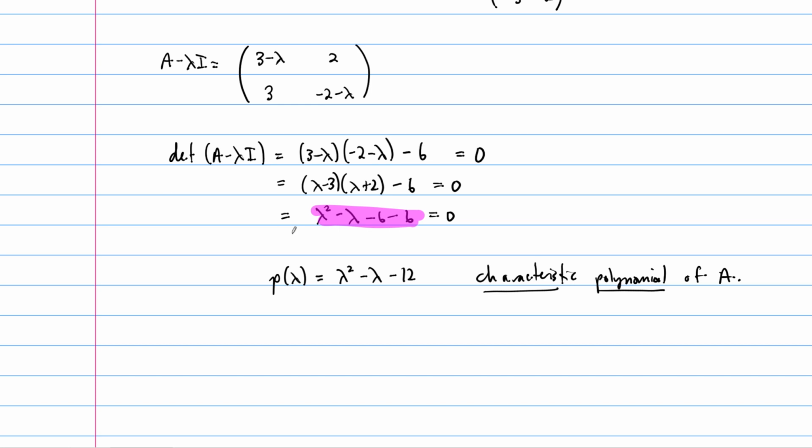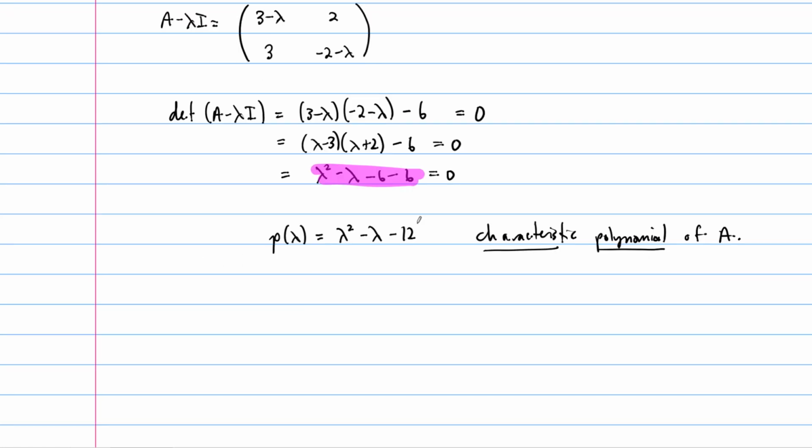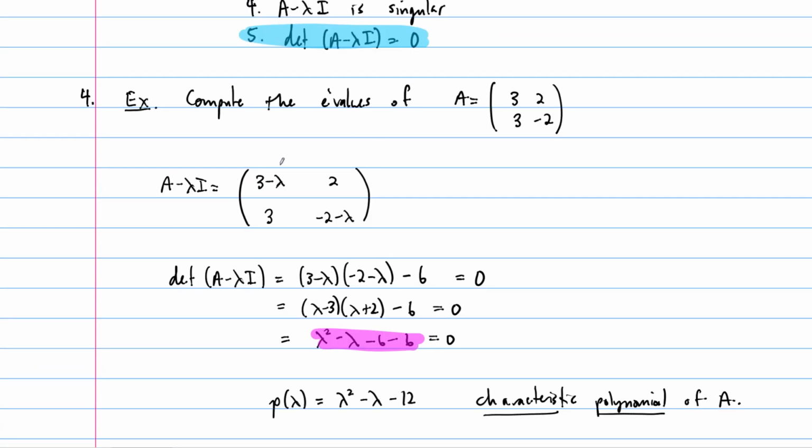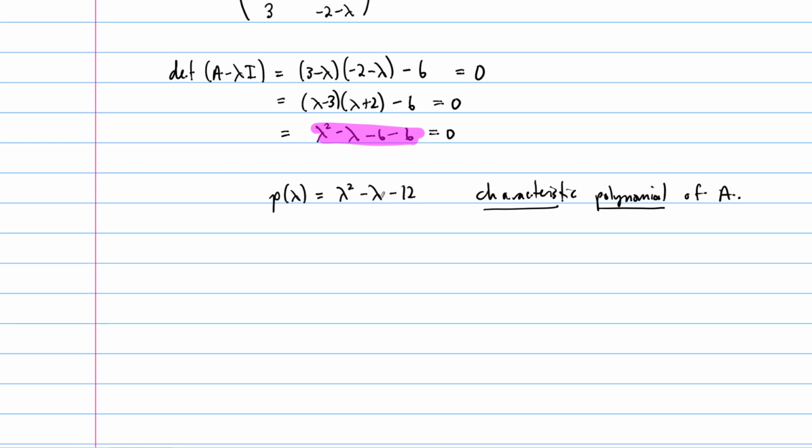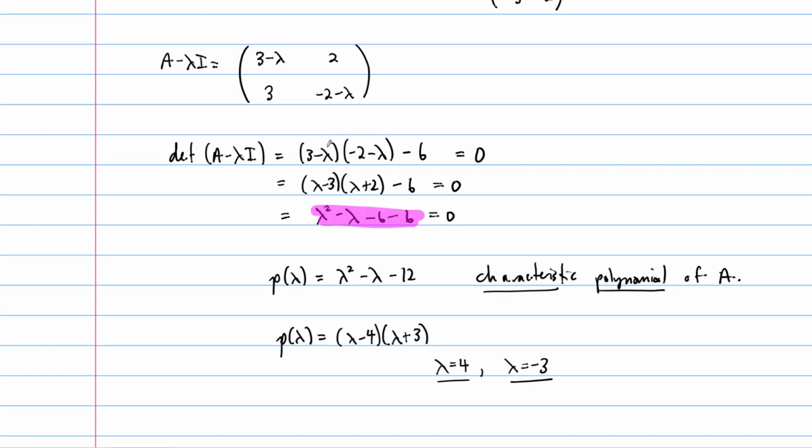The determinant, so this is always going to be the characteristic polynomial, but now what do we need to do? We need to find the roots of the characteristic polynomial, right? The roots, or the zeros, those are what are going to be the eigenvalues, right? So now we can factor the whole thing, right? So now our P of lambda can be factored as lambda minus 4 times lambda plus 3, right? And so this means that our eigenvalues are positive 4 and negative 3. These are our two eigenvalues. So these are the two numbers which make our matrix A minus lambda I singular, right?